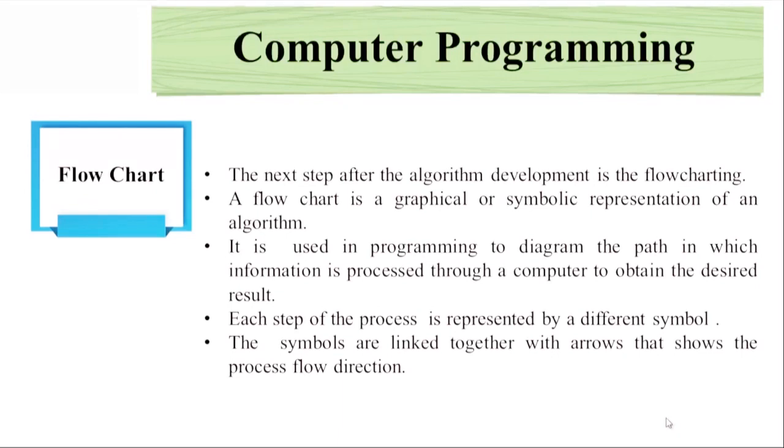Flowchart in computer programming. The next step after the algorithm development is the flowcharting. A flowchart is a graphical or symbolic representation of an algorithm. It is used in programming to diagram the path in which information is processed through a computer to obtain the desired result. Each step of the process is represented by a different symbol. The symbols are linked together with arrows that show the process flow direction.